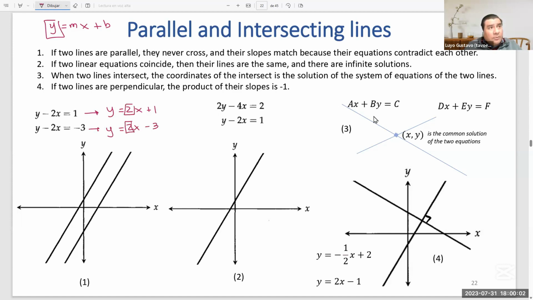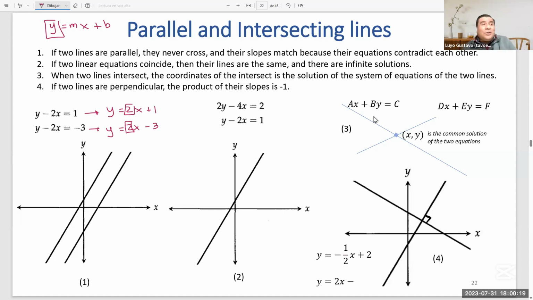Same slope. What does same slopes mean? That the orientation is the same, so they never cross. They don't form an angle between them. Okay? And that corresponded to the case, remember, when we try to solve these kind of equations, it's impossible.